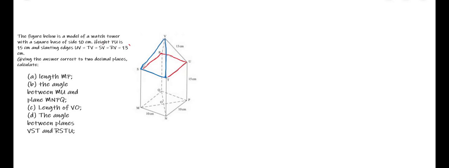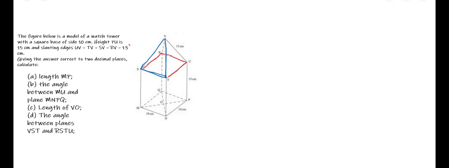So for us to get the angle between two planes, we will draw two lines, one from the plane VST and another one from the plane STUR. And the two lines are going to meet at the point of intersection of the two planes. The two planes intersect at line ST.